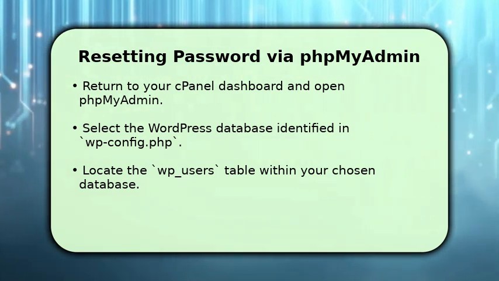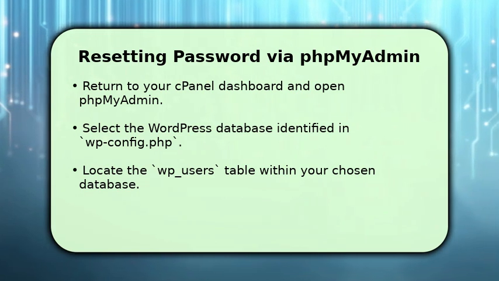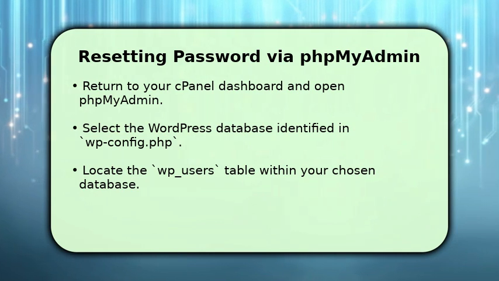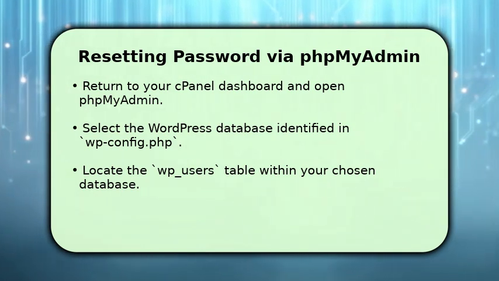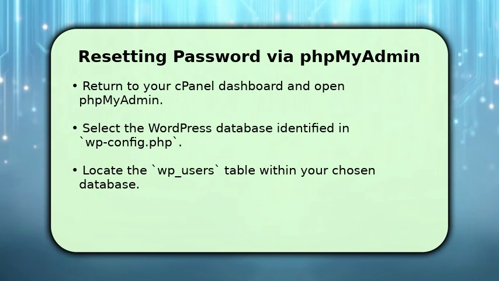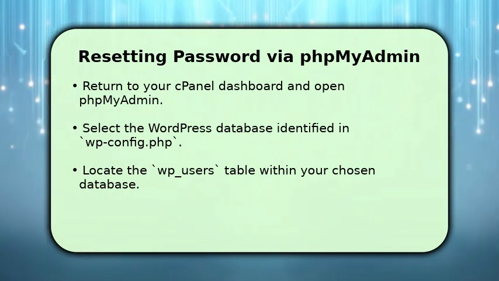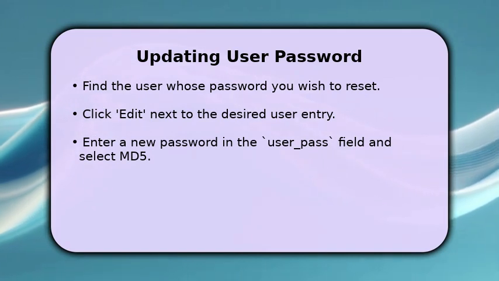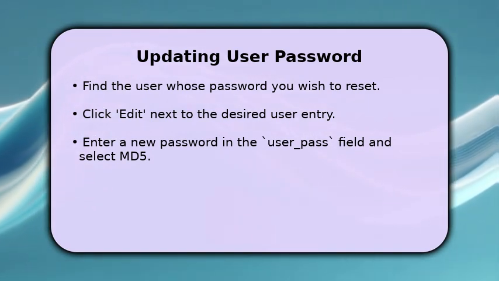Once phpMyAdmin loads, select the specific WordPress database you identified from the wp-config.php file on the left-hand side. Then, look for the table named wp_users and click on it. Inside the wp_users table, you will see a list of all registered users on your WordPress site.